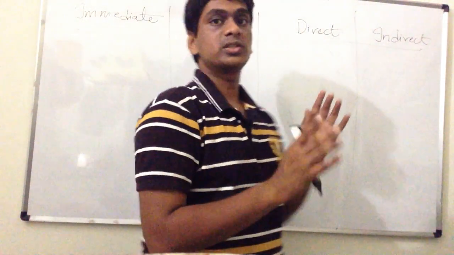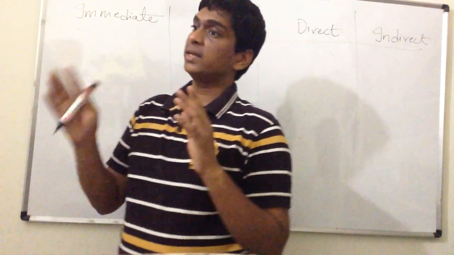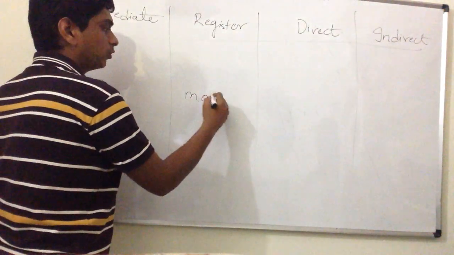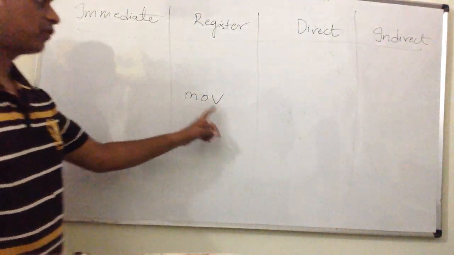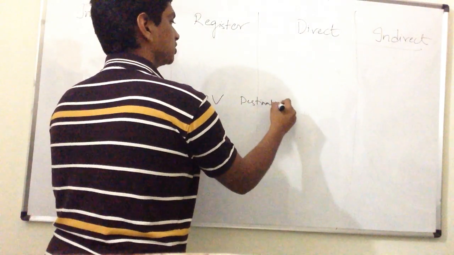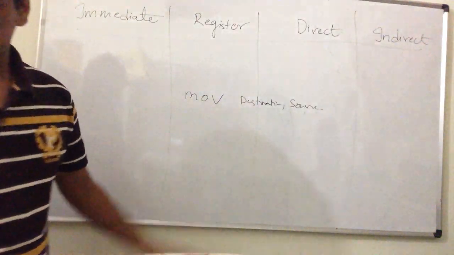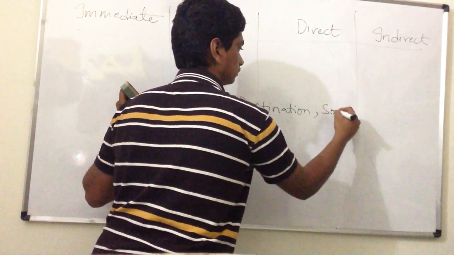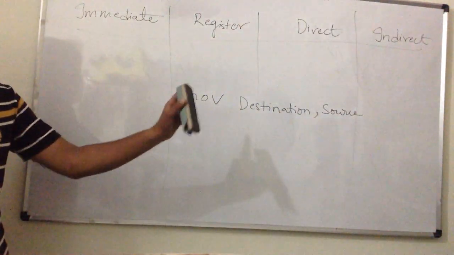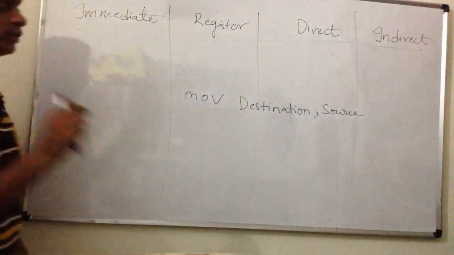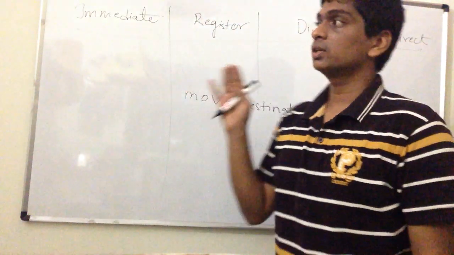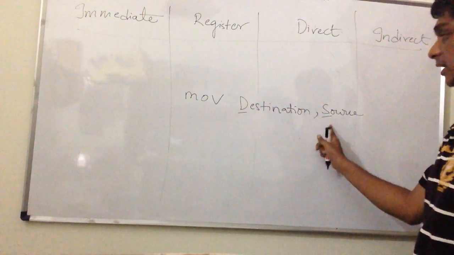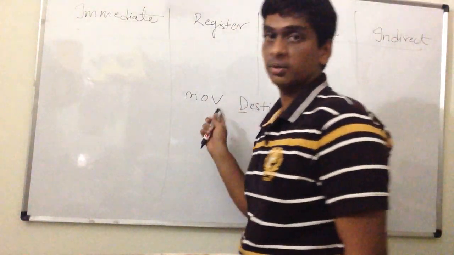Understanding these addressing modes is really, really simple. The first thing to keep in mind is the move mnemonic I talked about. Every move operation is followed by destination, comma, source. Let me write it clearly for you: MOV destination, comma, source. That is the syntax you need to remember. It can get confusing, so remember D and S: D comes first and S comes second. Destination, comma, source.